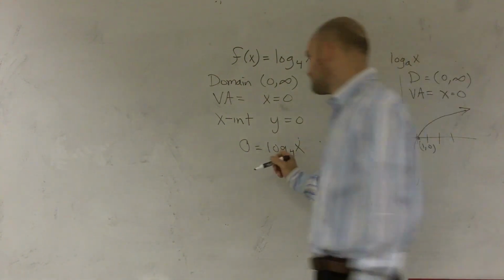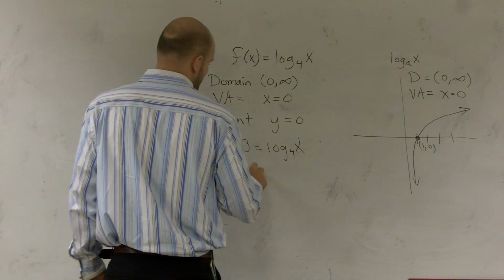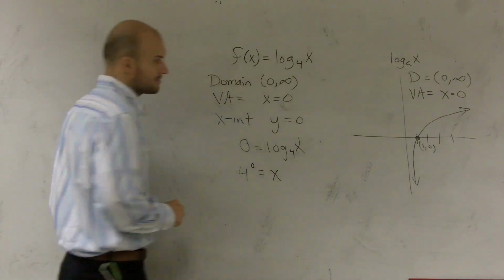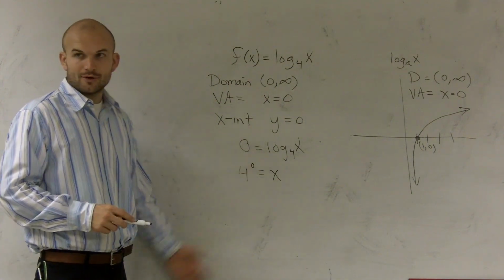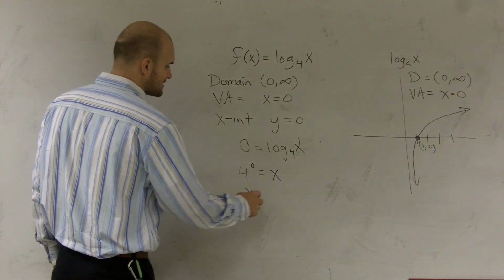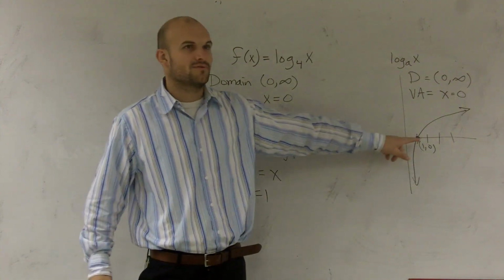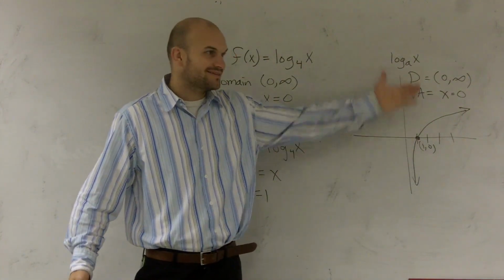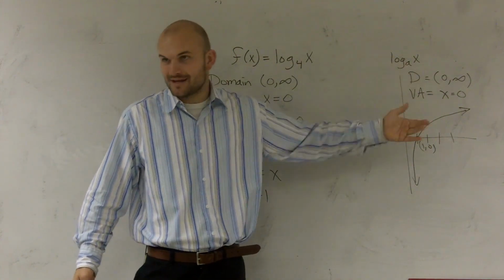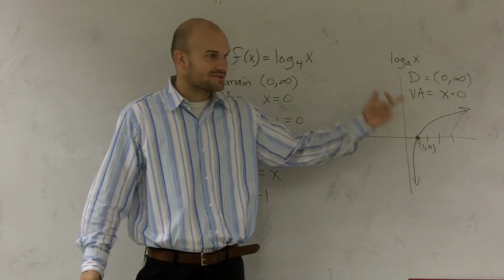So we can write this as 4 raised to the 0 power equals x. And remember, anything raised to the 0 power equals 1. So therefore, x equals 1. So my x-intercept is 1, which obviously, since we didn't move the graph left or right, you guys should have known that the x-intercept was still going to be 1.